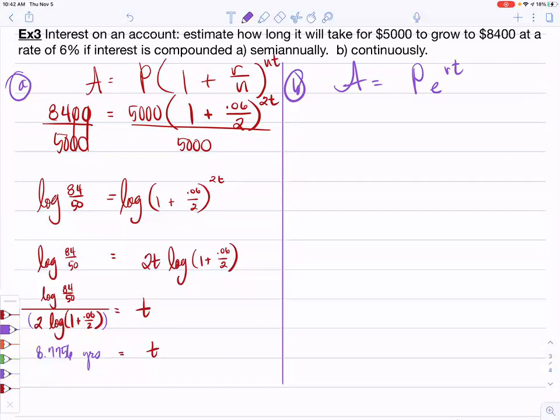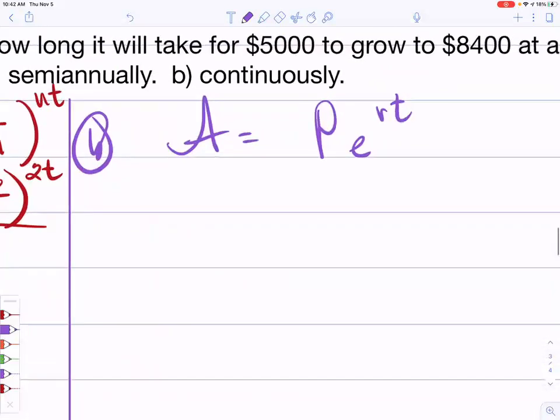Where does the 5,000 go? P again. 8,400, A again. e is its own number, so don't plug anything in for e except for e. Raised to the, what's my r? 0.06, and I don't know t.